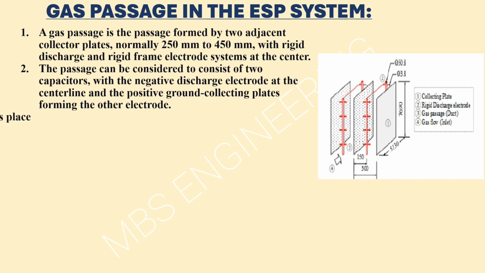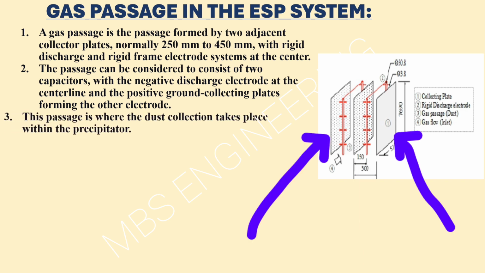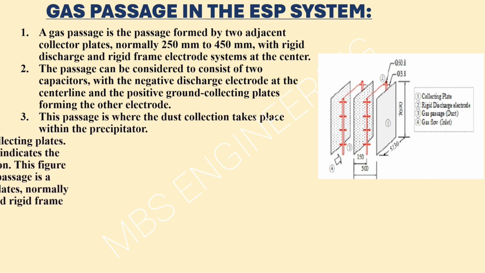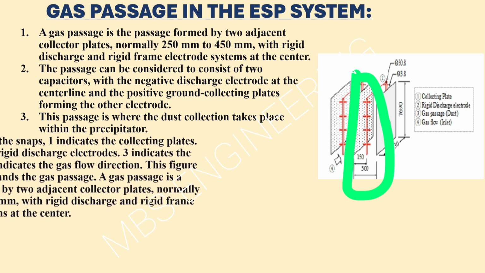The second point, the passage can be considered to consist of two capacitors, with the negative discharge electrode at the center line and the positive ground collecting plates forming the other electrode. Third point, this passage is where the dust collection takes place within the precipitator.